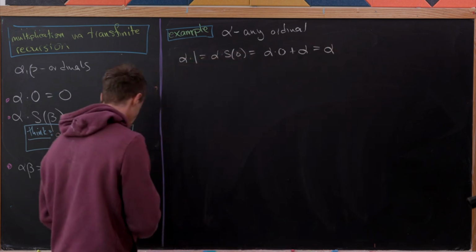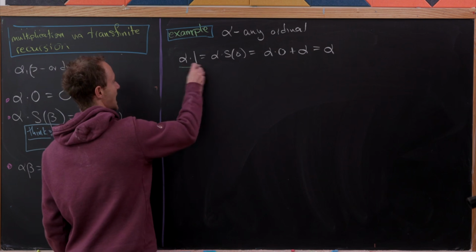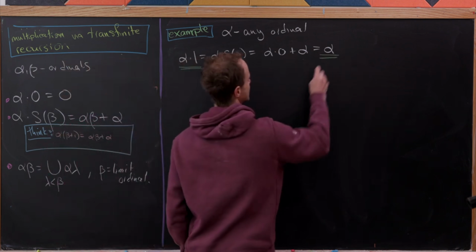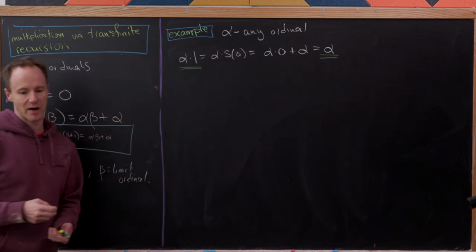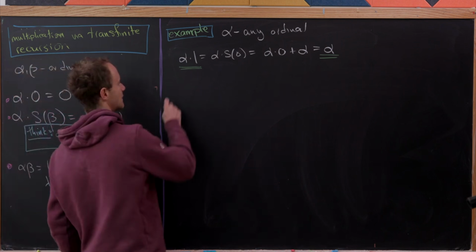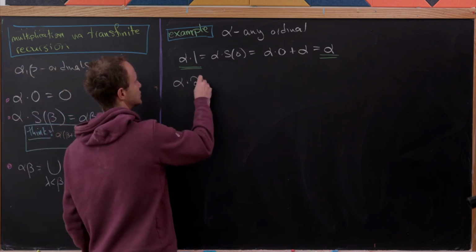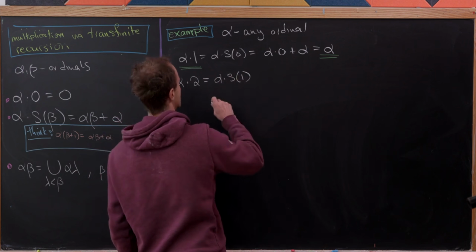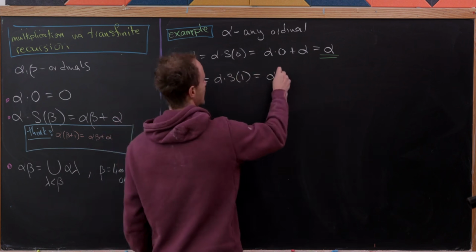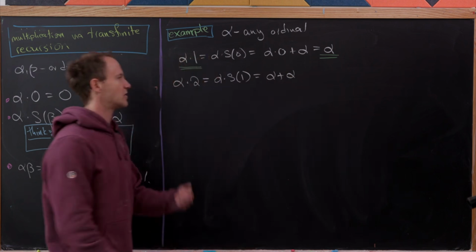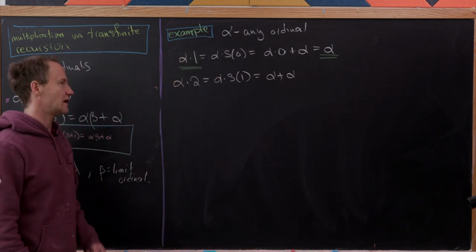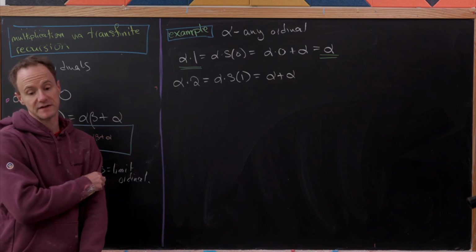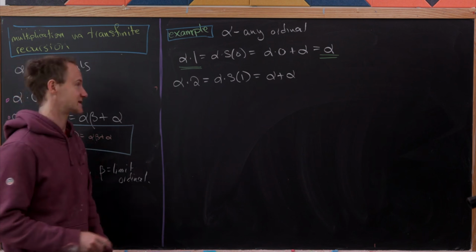That's good because we should expect multiplying by 1 to be like an identity type operation. Then let's look at alpha times 2. That's going to be alpha times the successor of 1, or alpha plus alpha. Okay, great. So that makes sense as well. Alpha times 2 should be alpha plus alpha. That kind of makes sense.